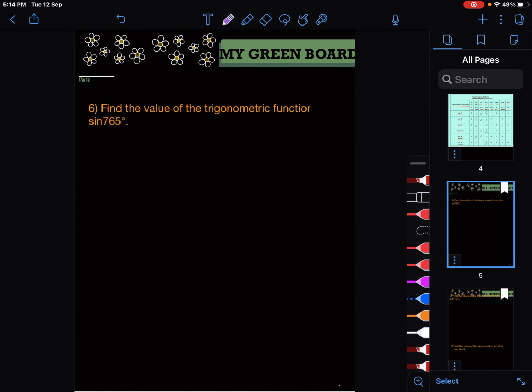Now let's go to the next question, the sixth question. This says, find the value of the trigonometric function sine 765 degree. Here the degree has been given, so let me explain to you.